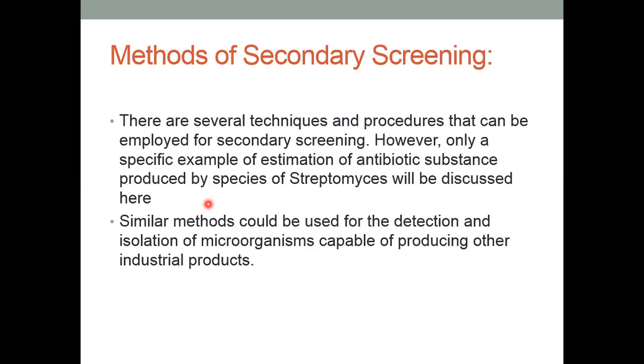we are circling around just one kind of example, and that is about the antibiotic we are expected to produce from a Streptomyces strain, right? So whatever example we're going to study of secondary screening, we're going to study out of the context of Streptomyces producing an antibiotic, right?